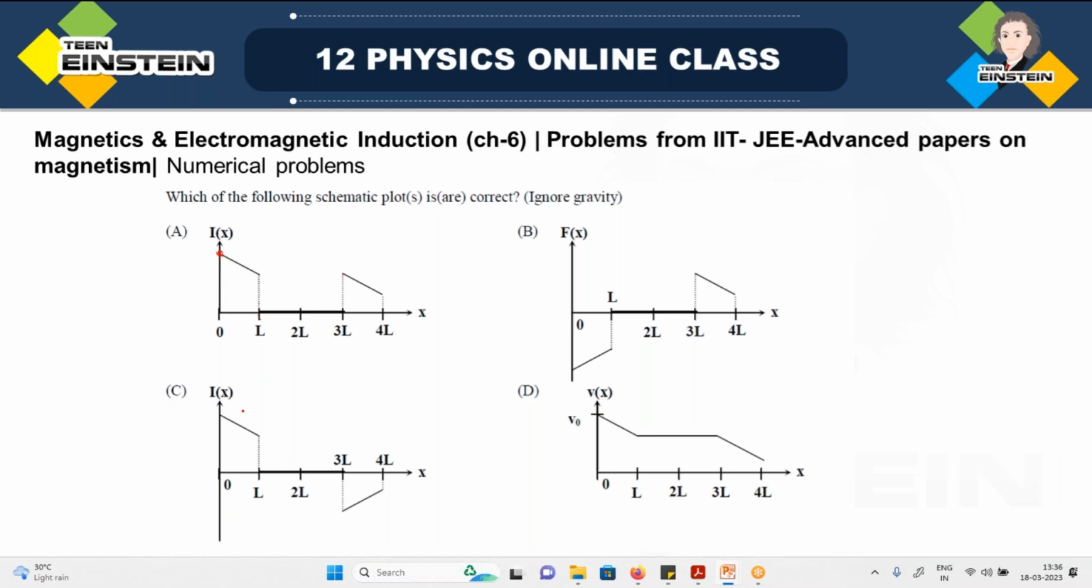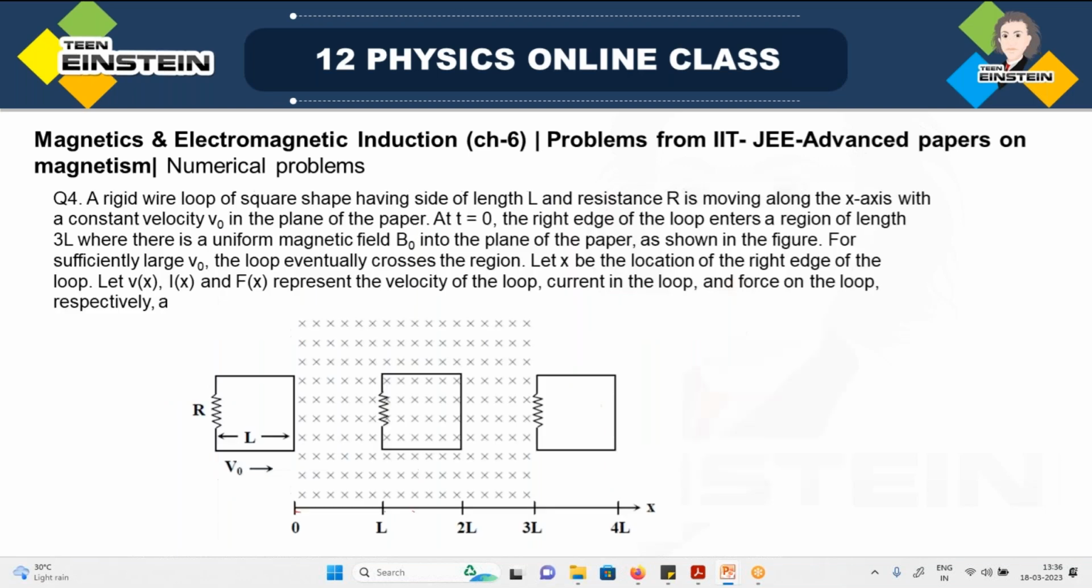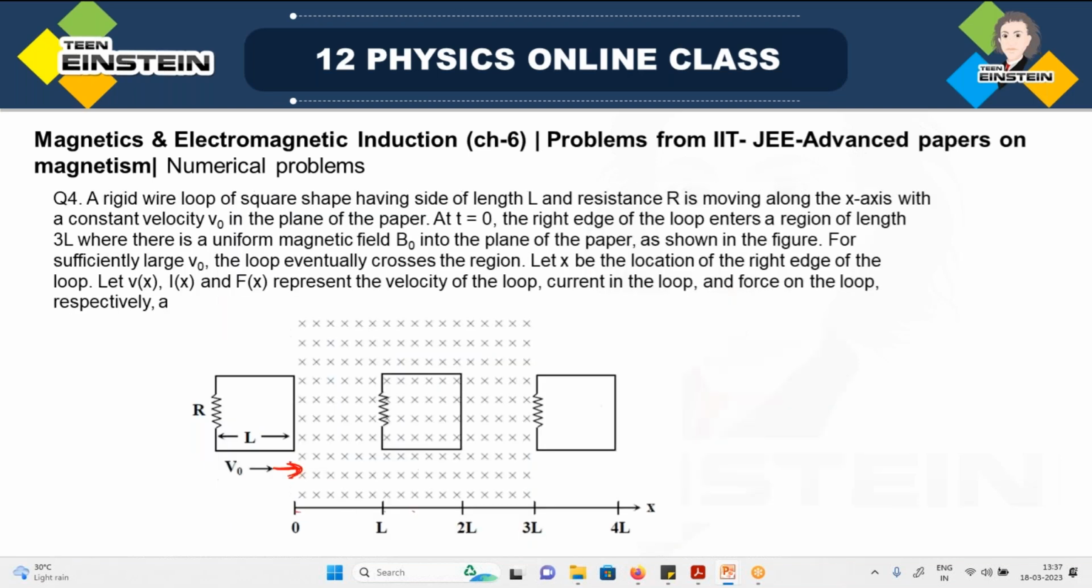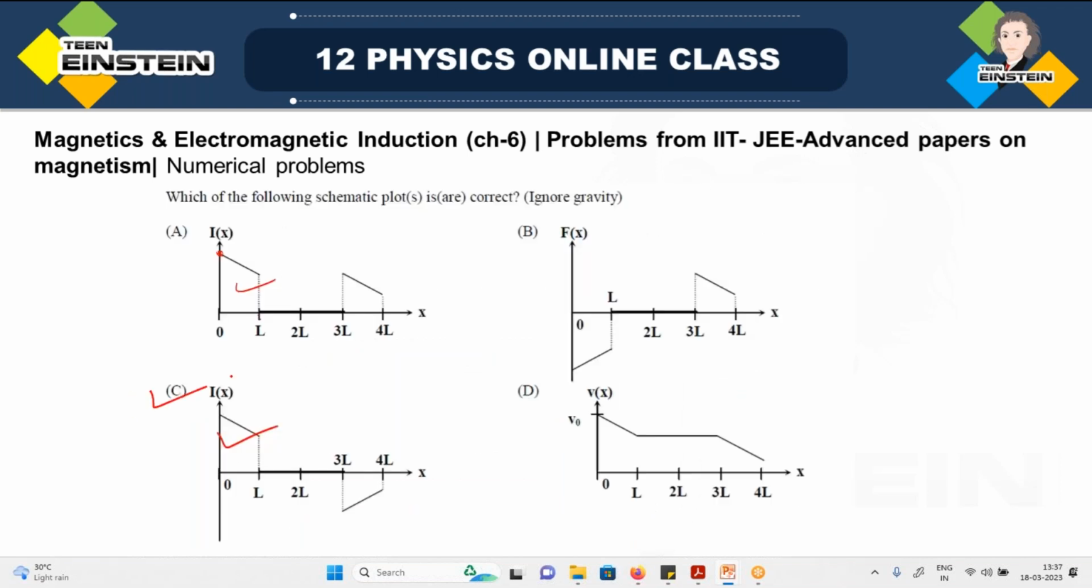Regarding current, you look, this is actually going out, right? Between 3L to 4L, the flux is decreasing. Here it was increasing. Flux was increasing. That's why it is maximum to 0. So the current, this one is fine here. Here also it is fine. But you look here, it is actually going out. Flux is actually decreasing, so it will be in the negative direction. So this option will be the correct option here.